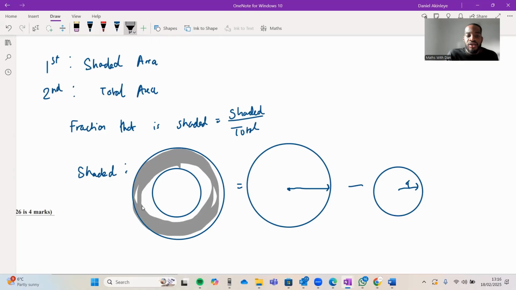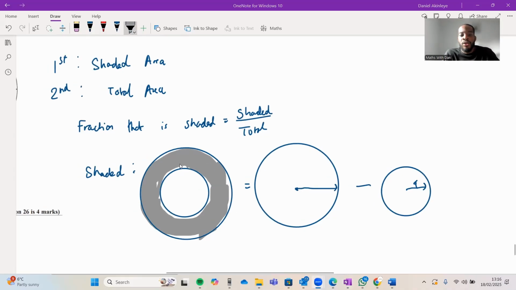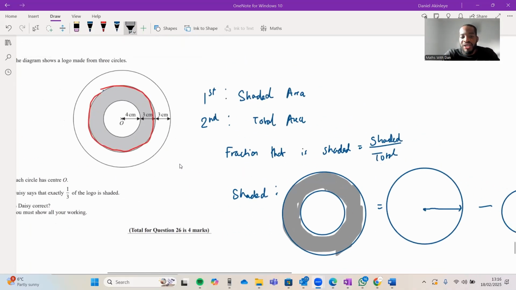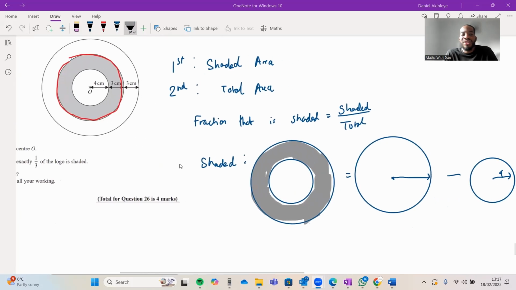Just going to shade this in gray because it's shaded in gray. But I'm just going to wait for you guys to say yes or no. Does that make sense? Okay, good stuff. So, how do we work out that area? Well, firstly, looking at the diagram, from the red outer circle, what would the radius be of this one? We know the middle one is 4, the inside one. What is the radius of the outer one?